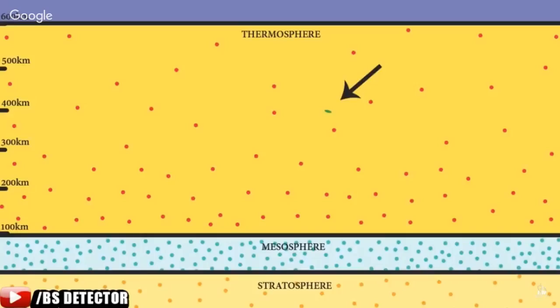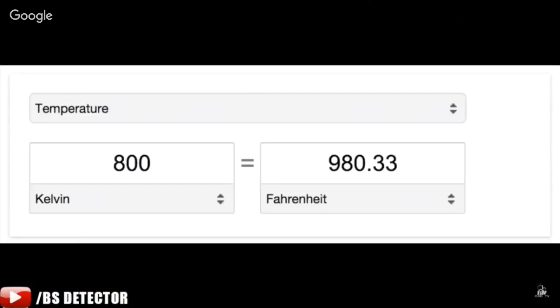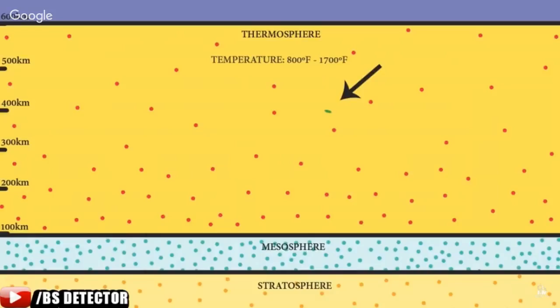So let's go back to our little science book, find out exactly how hot this thermosphere is. And it says the solar minimum is 800 degrees Kelvin. And the solar maximum is 1200 degrees Kelvin. So let's convert that, find out it's 980 degrees Fahrenheit to 1700 degrees Fahrenheit. I mean, that's pretty hot. The ISS has been orbiting in there for 16 years now.